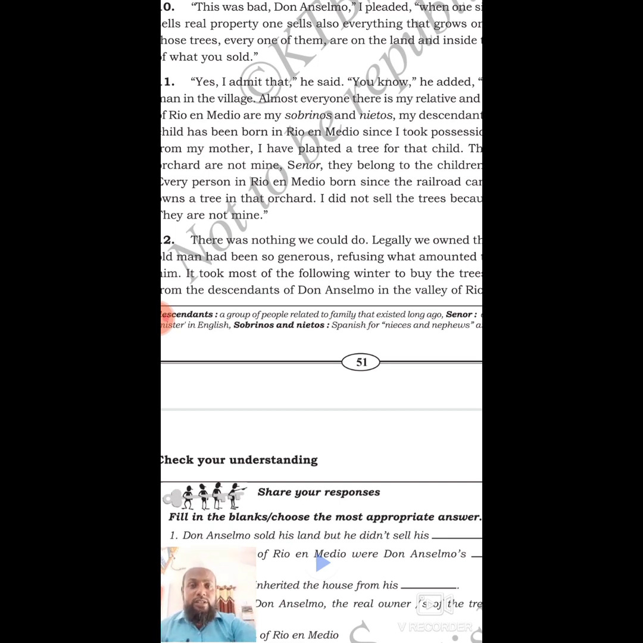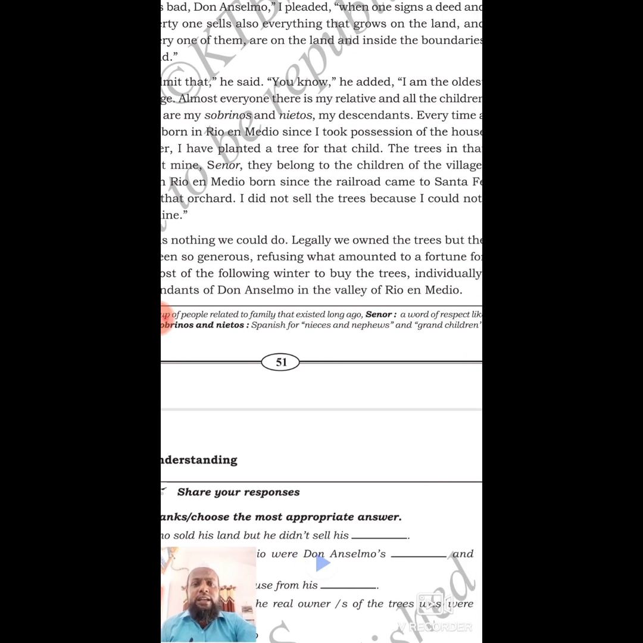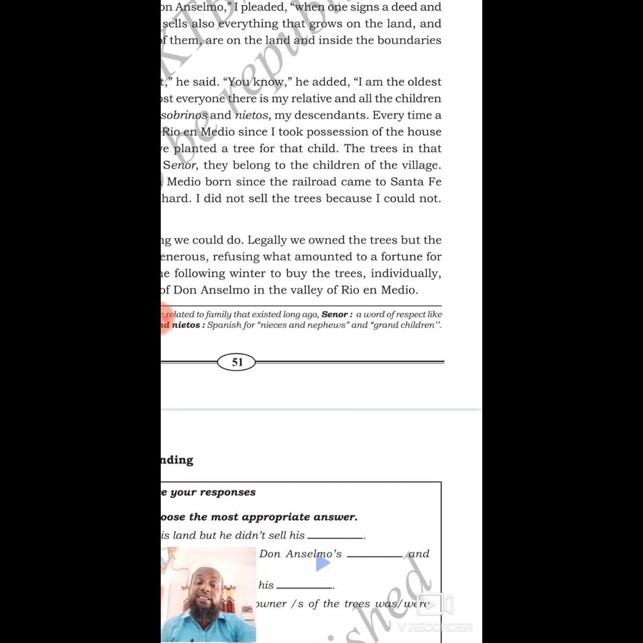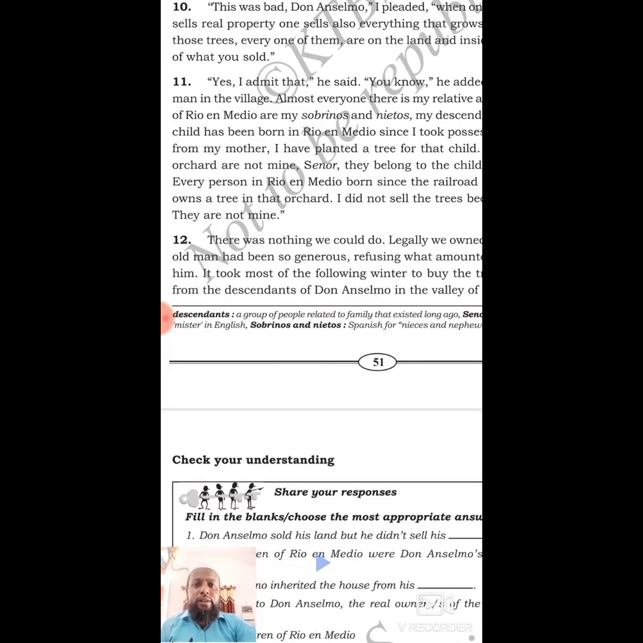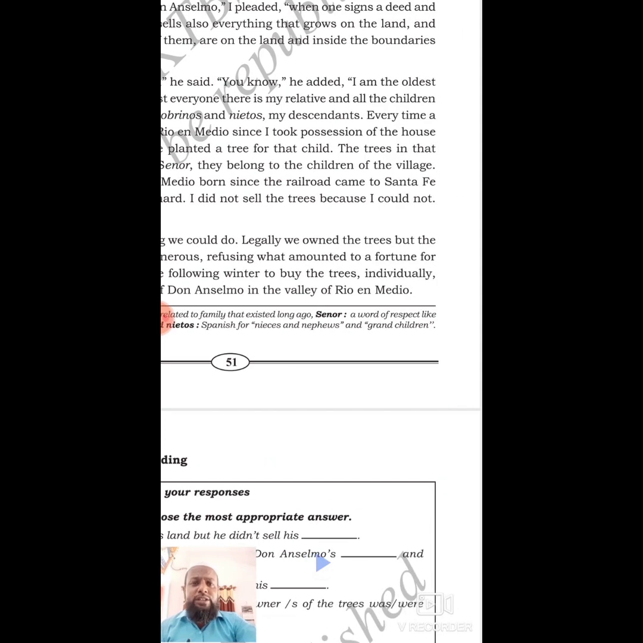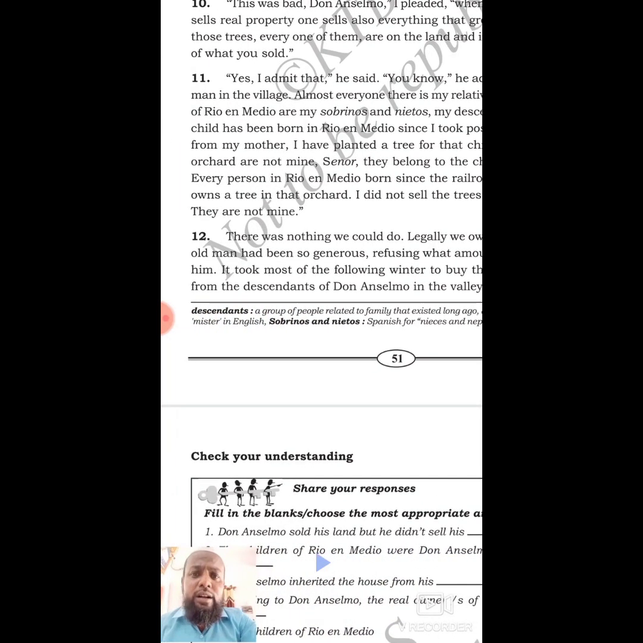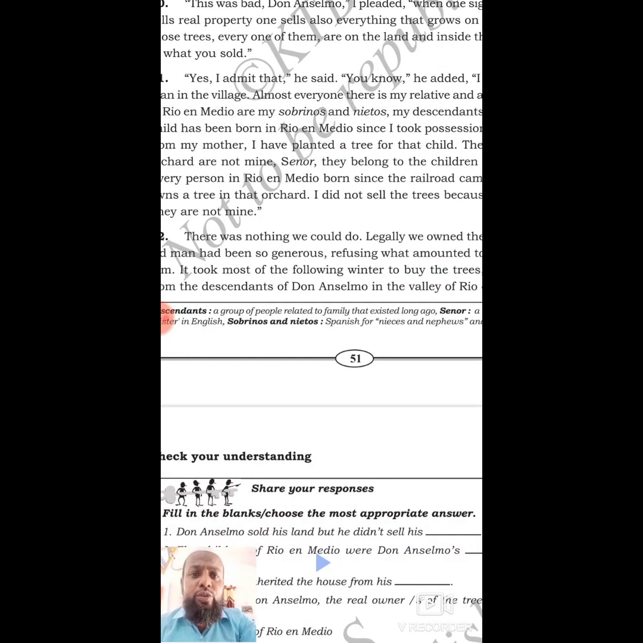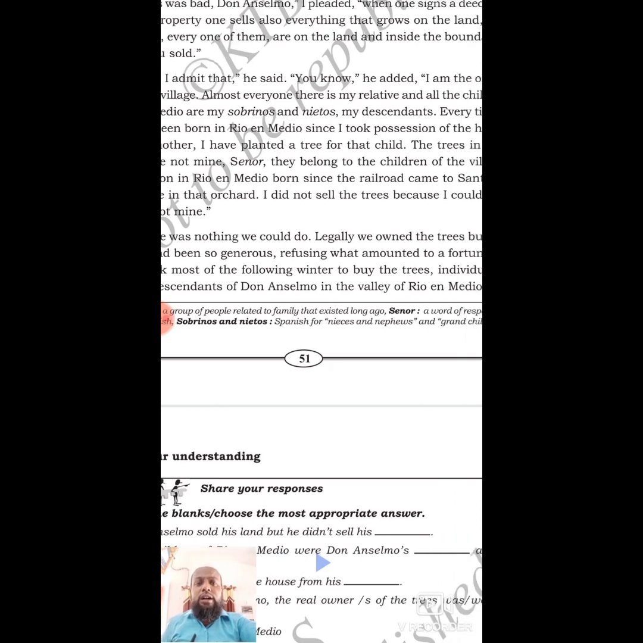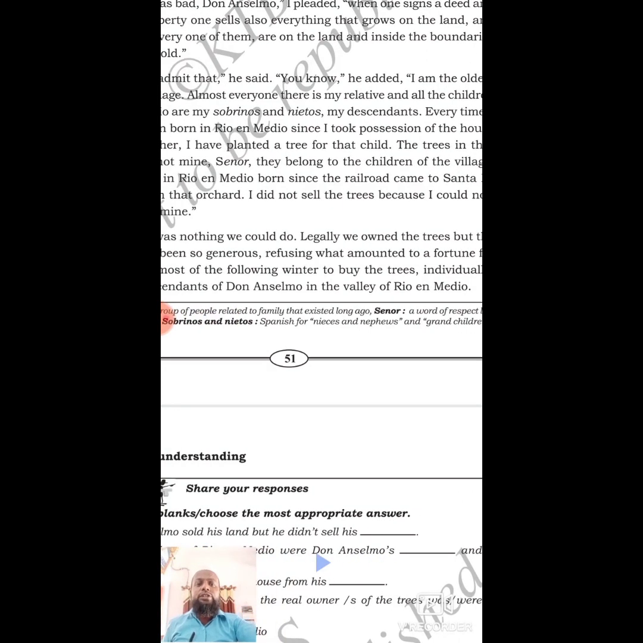That is sobrinos and one more, nietos. This is a Spanish word that means nephews and nieces. My descendants, my father, forefather, grandfather, and all descendants, every time a child has been born in Rio en Medio, since then I took possession of these houses.